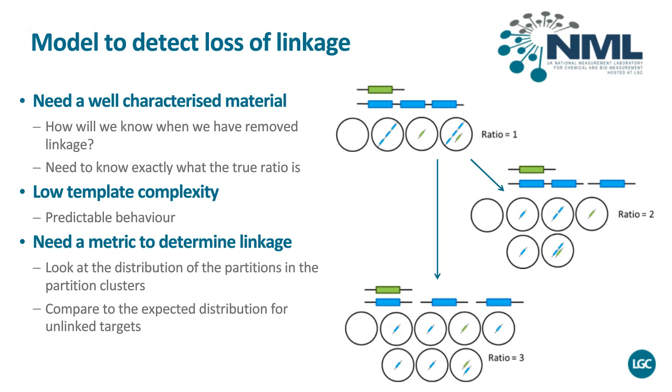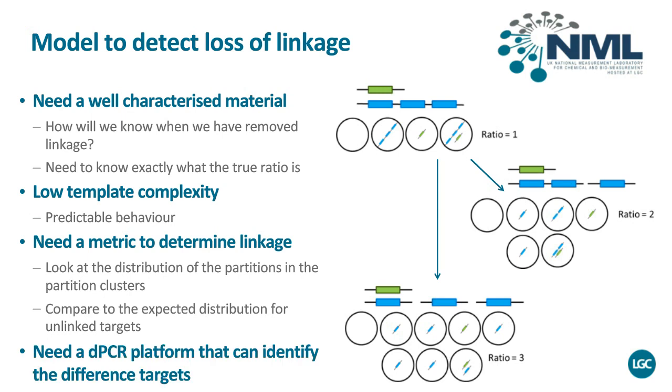So with digital PCR, because we have this partitioning, we can actually predict where we would expect all our molecules. If we were to measure 10,000 droplets and we'd have a lambda where we would expect 8,000 of those to be positive, we can actually work out when we're not getting 8,000, or if we're getting a different distribution of single positives or double positives. So we want to be able to compare this to the distribution for unlinked targets. I'm going to show you some slides on exactly what I mean by that. And then we needed a platform that can identify the different targets.